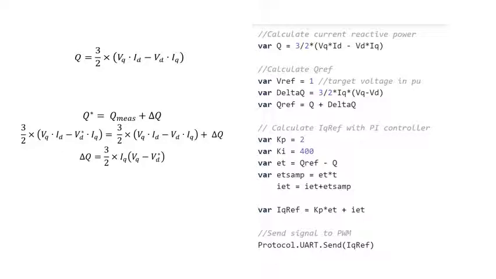So we're first calculating the Qs, and then we are taking a V reference to be 1 PU. That means that it is at 120 volts. And then we'll be calculating the delta Q and then our Q reference. The KP and KI are gains for our PI controllers. And we are generating the IQ ref that will be sent through UART to the PWM control.